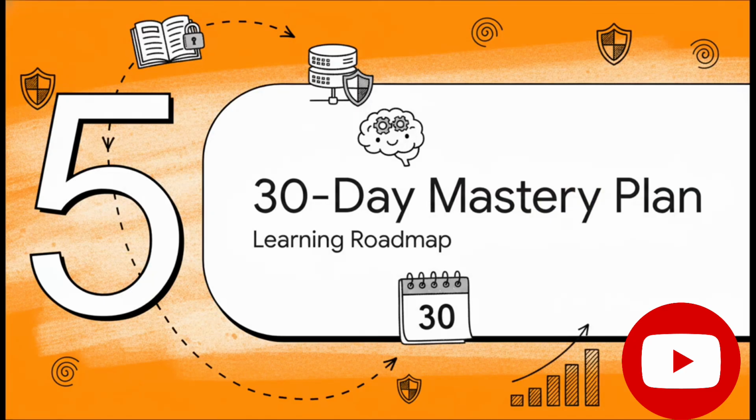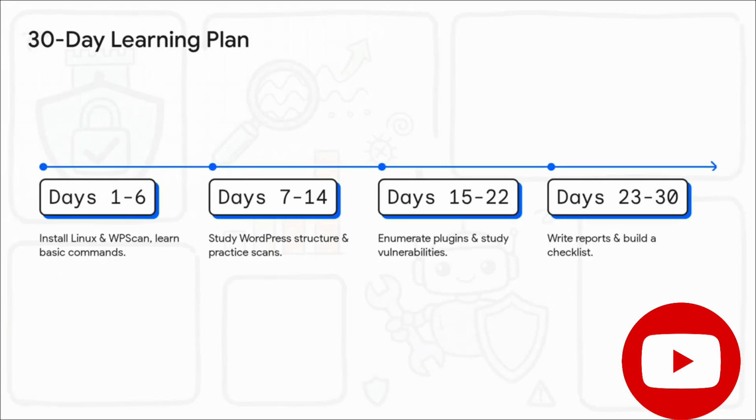And finally, Section 5, your 30-day mastery plan. Let's walk through the roadmap. How do we actually bring this all together without getting totally overwhelmed? Well, the source material lays out some great, realistic expectations. Mastering this takes time. You're not going to become a hacker overnight, and that is totally fine.